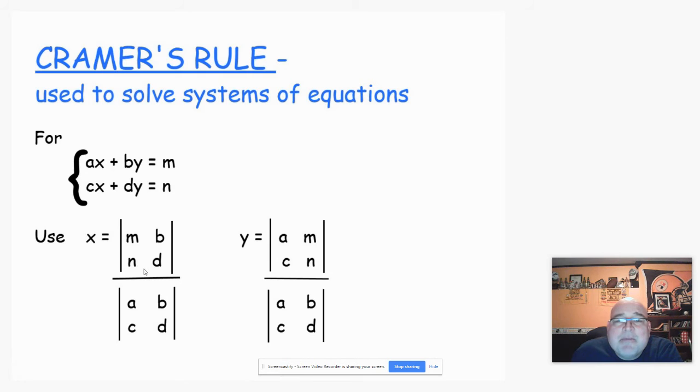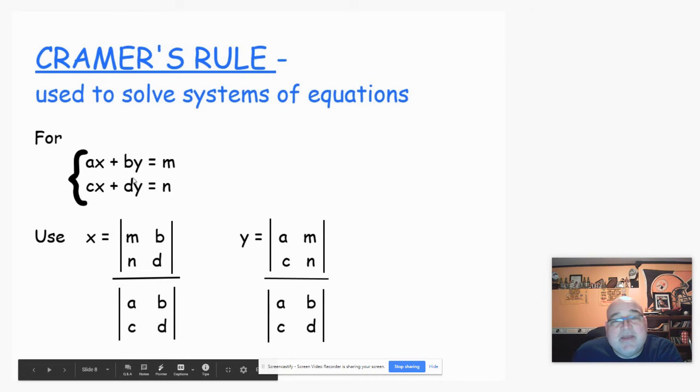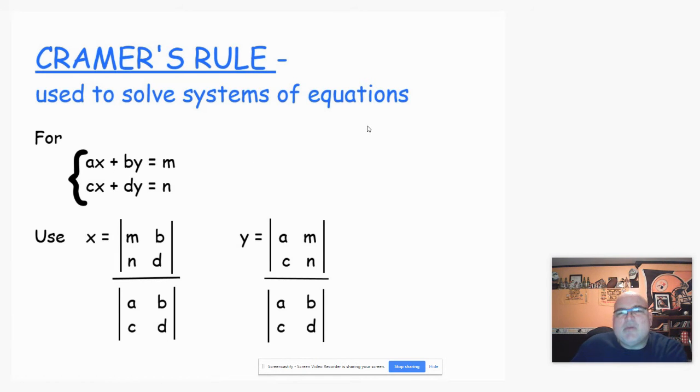At the top, notice that we've replaced the coefficients of x. We've replaced a and c with the solutions to our equations, m and n. We'll use that when we find x. In the second, notice that we've replaced the second column. Where the y coefficients used to be, we replaced those by the answers. Let me show you an example and make it a little easier.